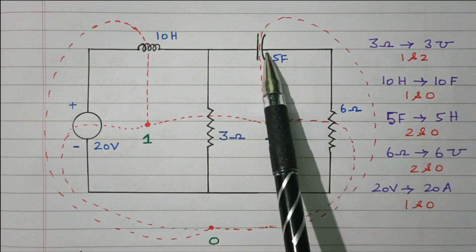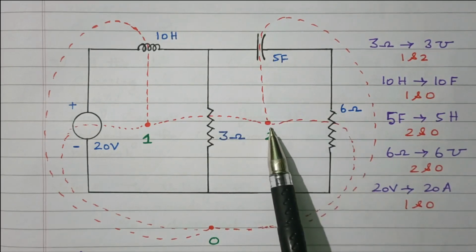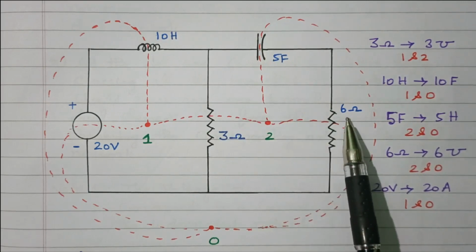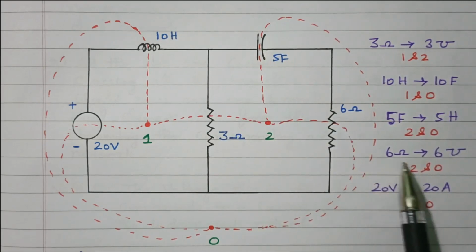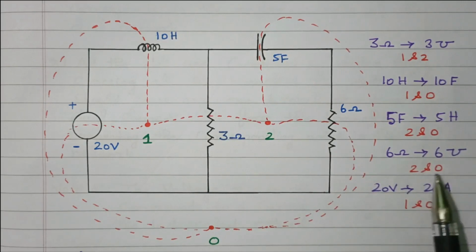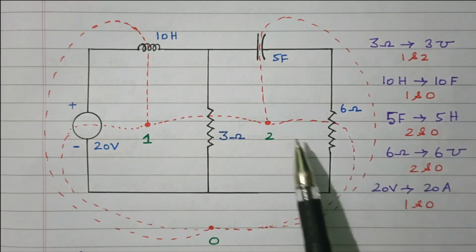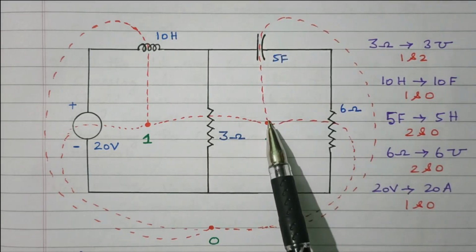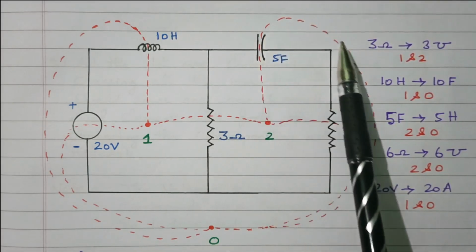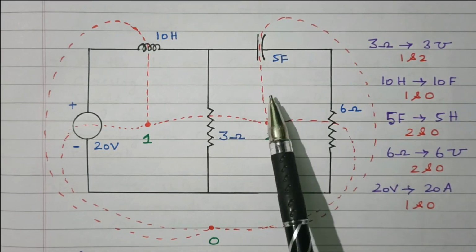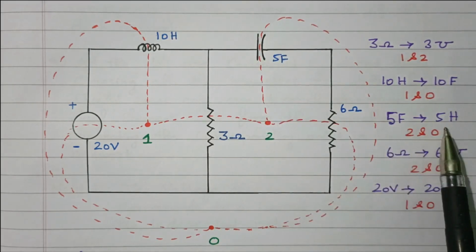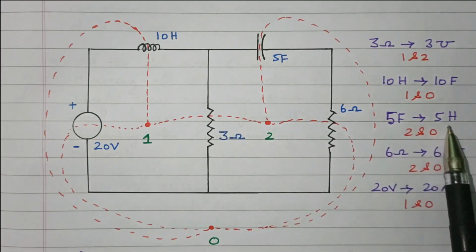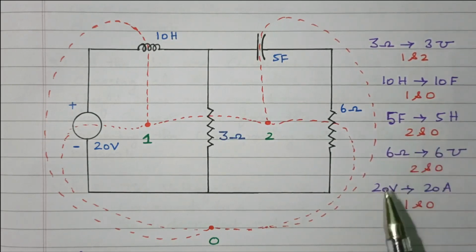Between 2 and 0, 2 elements are available. First, 2 and 0 is connected through the 6 ohm resistor. This 6 ohm resistor will be converted into 6 mho conductance between 2 and 0. Between 2 and 0, one more element is a capacitor. So between 2 and 0, this dotted line is connected through the capacitor. So this capacitor will be converted into an inductor. The 5 farad capacitor will be converted into a 5 Henry inductor between 2 and 0.